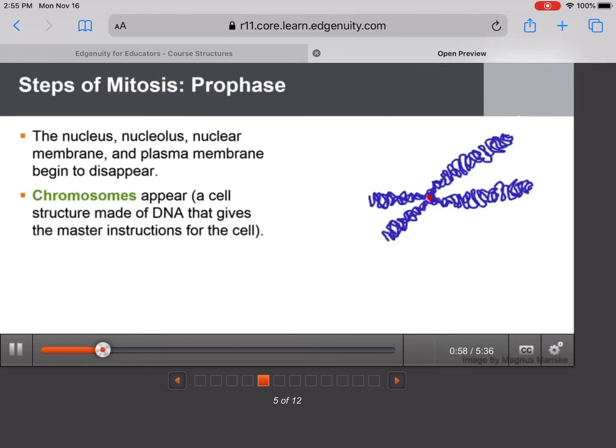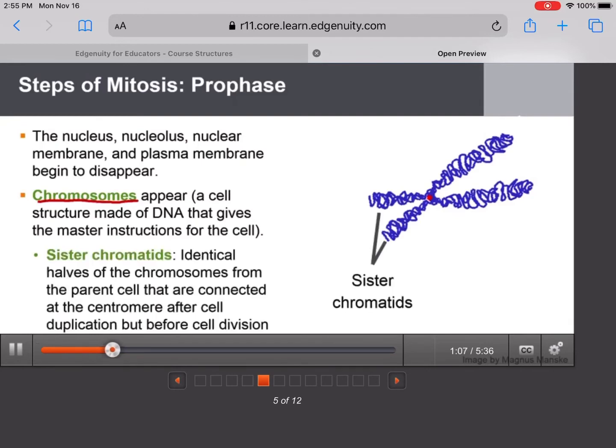A chromosome, and that's what we're looking at here, is a cell structure made of DNA that gives the master instructions for the cell. Sister chromatids are located on either side of the chromosome and contain identical DNA, which is duplicated during interphase. Sister chromatids are exact halves of the chromosome from the parent cell that are connected at the centromere. You see that right there. This occurs after cell duplication, but before cell division.